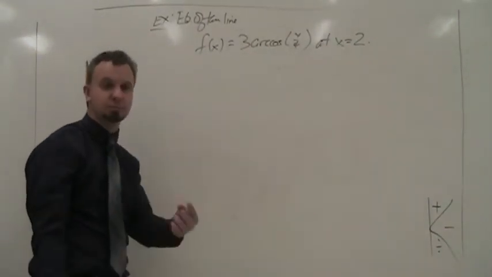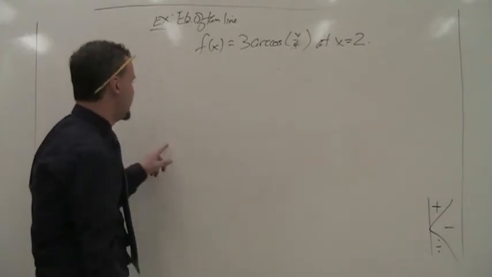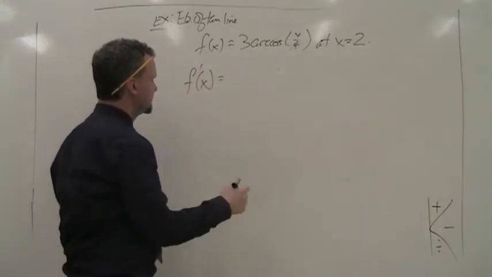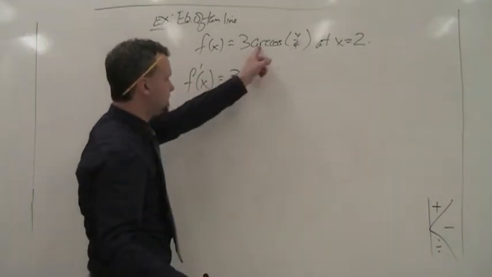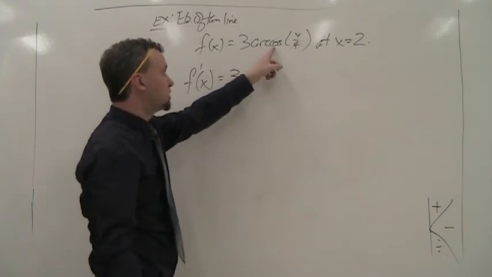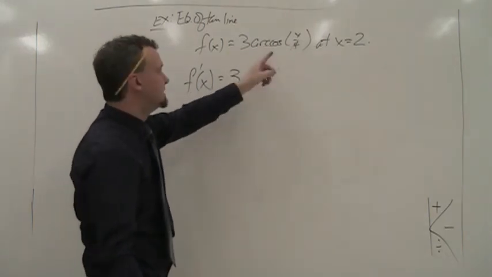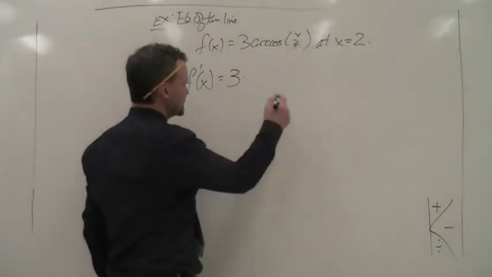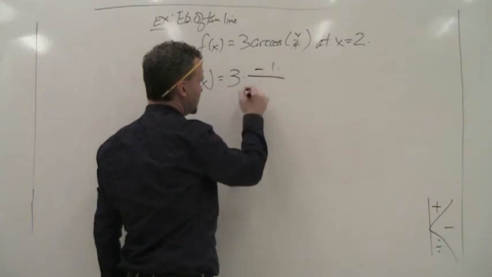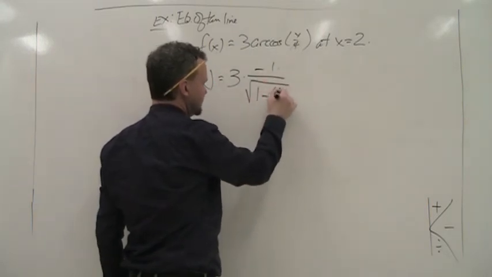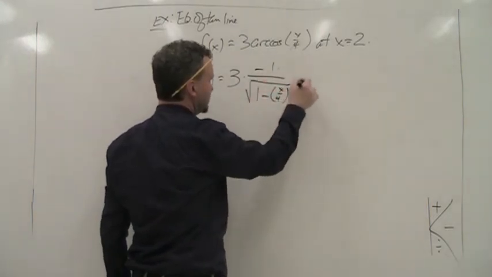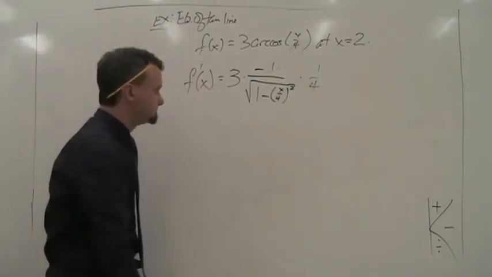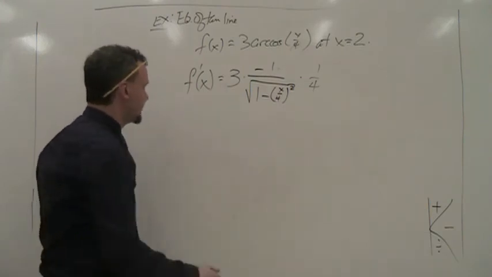All right, well, we need two things, a point and a slope. All right, so let's go find the slope first. So let's find the derivative of this guy. The derivative is, leave the 3 out of it, the derivative of arc cosine x over 4. Cosine is the cofunction of sine. So it has the same rule as arc sine, but it's a negative. So you're going to have negative 1 over the square root of 1 minus x over 4 squared times the derivative of x over 4 is a quarter. All right?